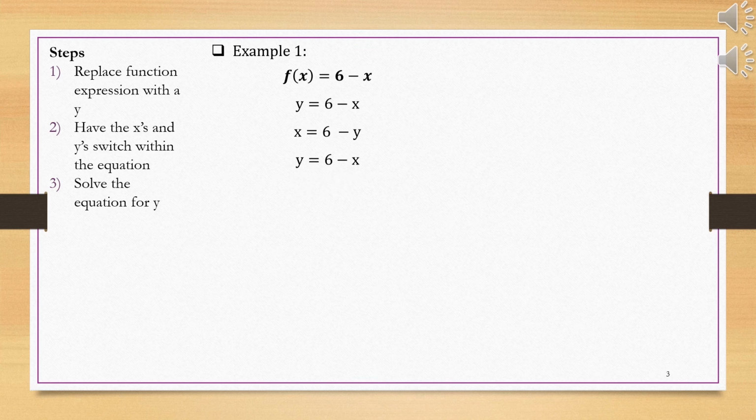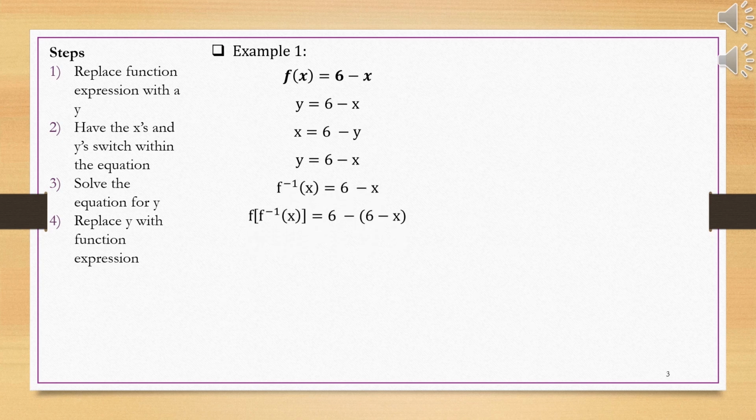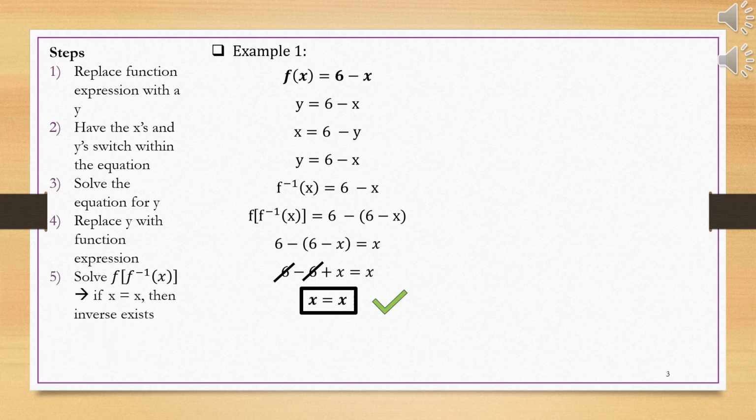Now, we know that the inverse of x is 6 minus x, so when we solve for the inverse, we plug in 6 minus x everywhere we see an x, as seen here. We end up with 6 minus parentheses 6 minus x close parentheses equals x. And once appropriate distribution and simplification has been applied, we see that x equals x, which is a requirement to determine that an inverse exists. Therefore, the expression in example 1 has an inverse function.